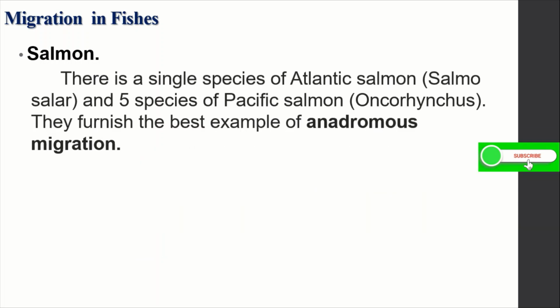Now there is another example of a migratory fish, the salmon. There is a single species of Atlantic salmon, Salmo salar, and five species of Pacific salmon, Oncorhynchus. These species show migration, and this is the best example of anadromous migration, in the winter season.